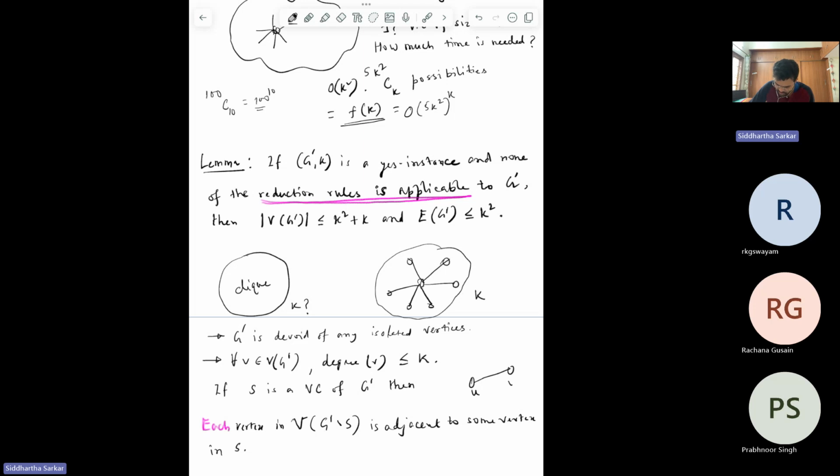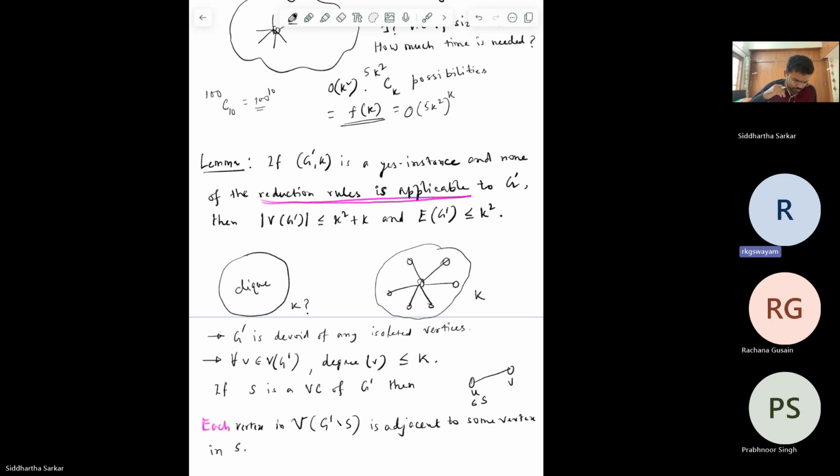Consider an edge, suppose this is UV. I'm saying that U is in S. So either V is in S or V is adjacent to some vertex in S. S is a vertex cover, so in G dash minus S, everything that is not in the vertex cover should be adjacent to it. Am I saying the right thing?